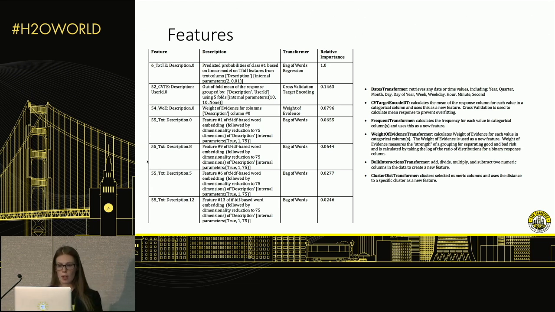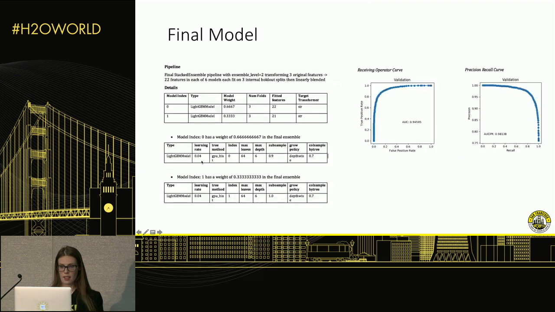And then we get the relative importance. Okay. And then the last thing you'll see is information about the final model. So you'll get some information if it's a stacked ensemble, what were the attributes of each model, how much were they weighted in the final model.